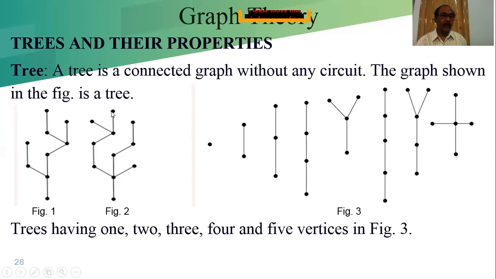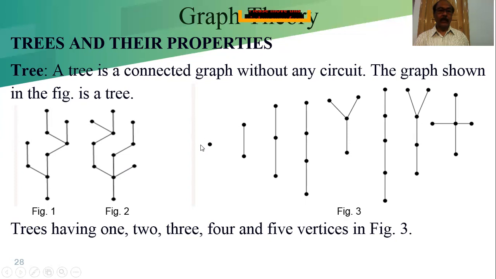So every pair of vertices has a path. That's why it is called, in an easy way, a connected graph without any circuit. Another way you can say it: there is only one path between every pair of vertices. If there is more than one path, we will get a circuit. There should not be any circuit between every pair of vertices.